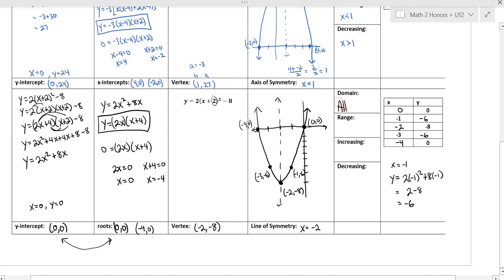Domain's all real numbers. Range is all y values bigger than or equal to -8. It's increasing on the right half, so when x is greater than -2, decreasing on the left half when x is less than -2.